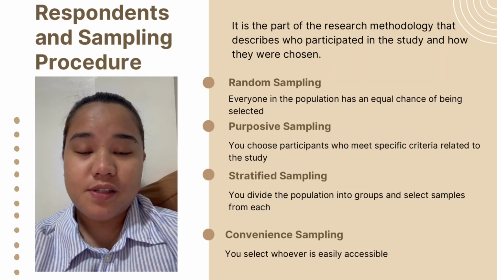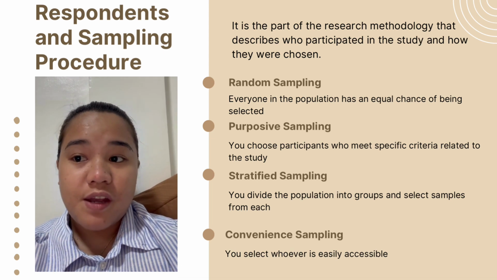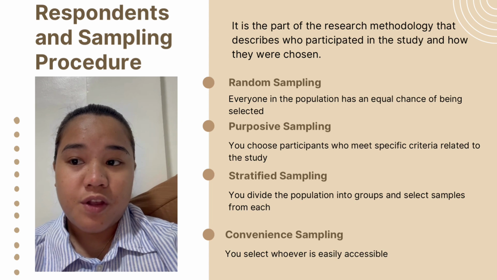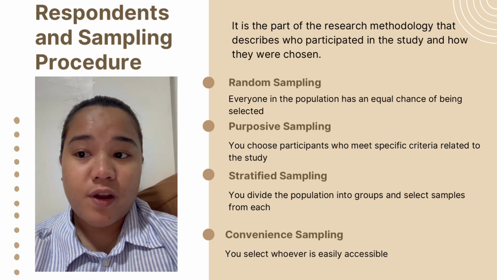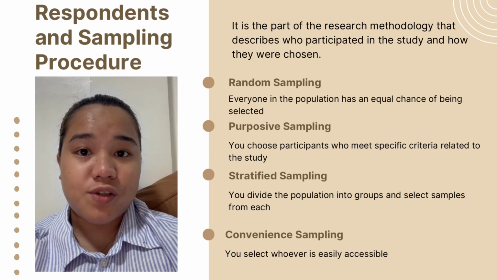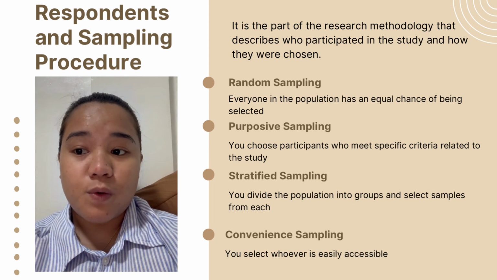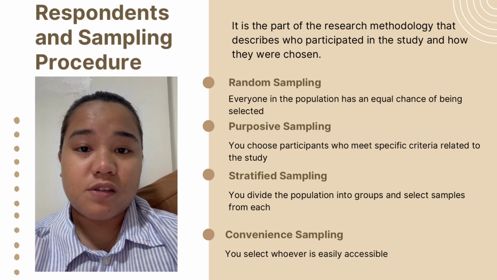Next is the respondents and sampling procedure. It is a part of the research methodology that describes who participated in the study and how they were chosen. There are four types of sampling. First is the random sampling, where everyone in the community has an equal chance of being selected. Second is the purposive sampling, where you choose participants who meet specific criteria related to the study.